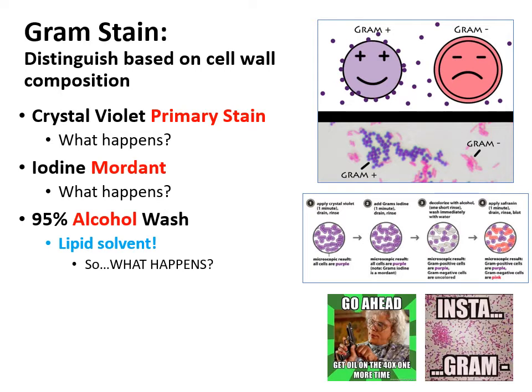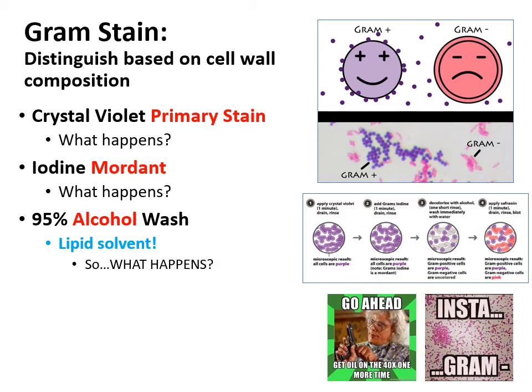You then add 95% alcohol wash, which is a lipid solvent. I want you to put stars or circle or highlight that fact that the alcohol is a lipid solvent, because where did you hear lipids? Which cells? The Gram negatives. Only the Gram negatives have a ton of lipids, and if it's a lipid solvent, that means alcohol will dissolve lipids, which means that it's starting to break down the Gram negatives' cell wall.